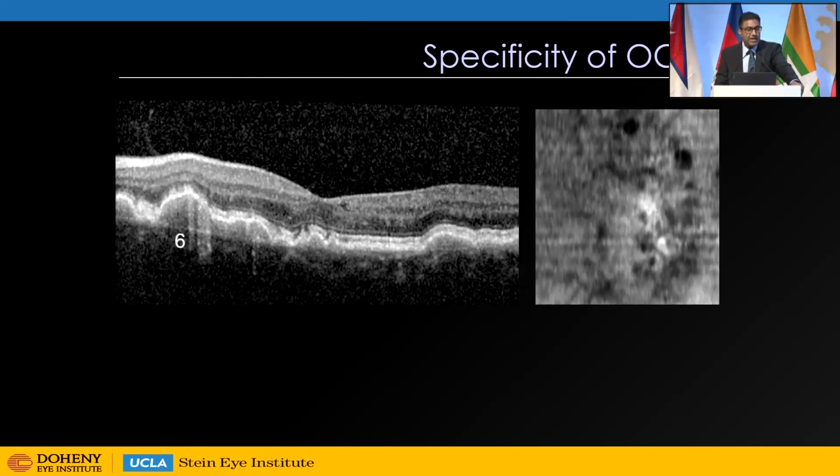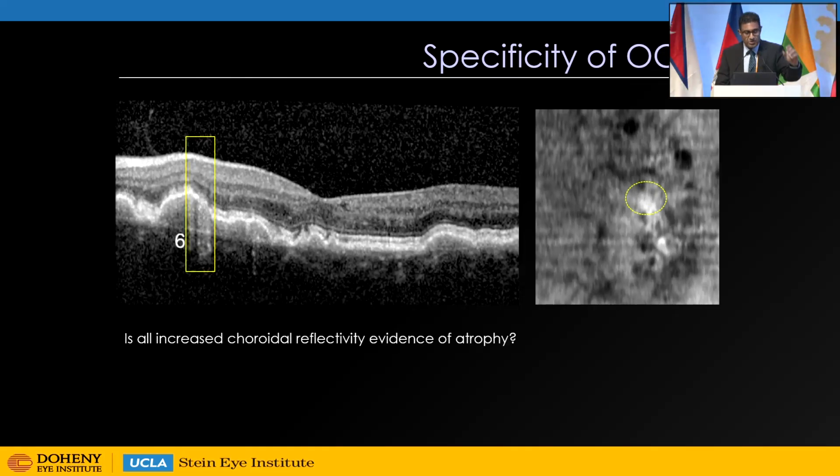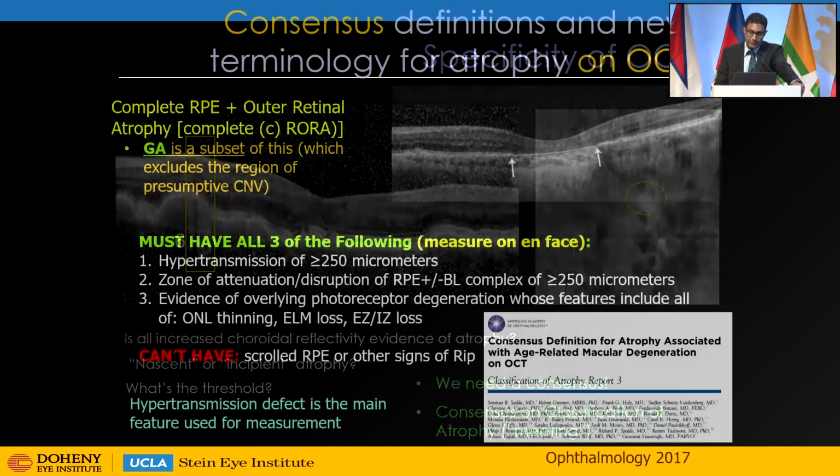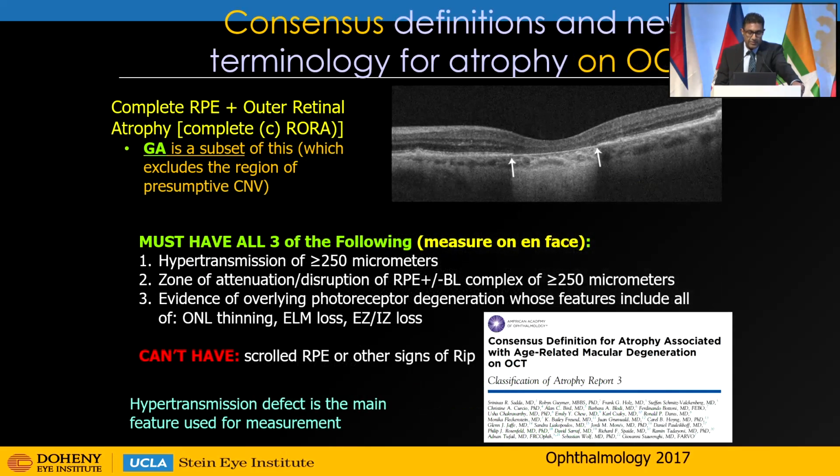But questions came up with regards to, well, what is a threshold at which you call this hypertransmission atrophy? And it turned out we really didn't have a consensus for this definition, and so that was the underpinnings for the CAM program. Some of the CAM authors are here in the audience, but atrophy ultimately in this consensus discussion was identified as an area of hypertransmission of at least 250 microns with corresponding attenuation or loss of the RPE band, as well as some evidence of loss of the overlying photoreceptors.